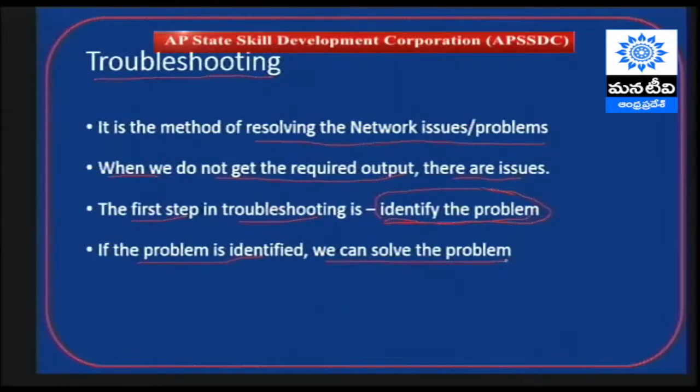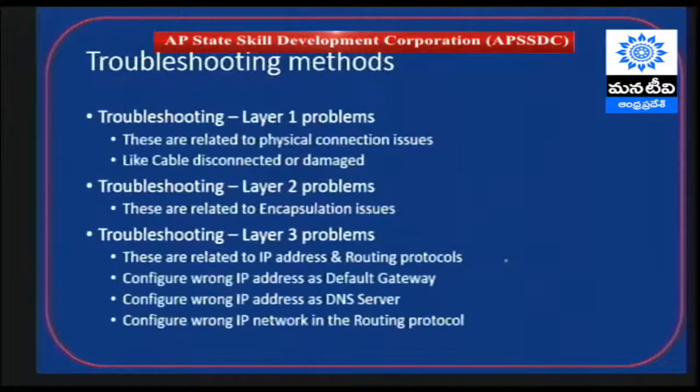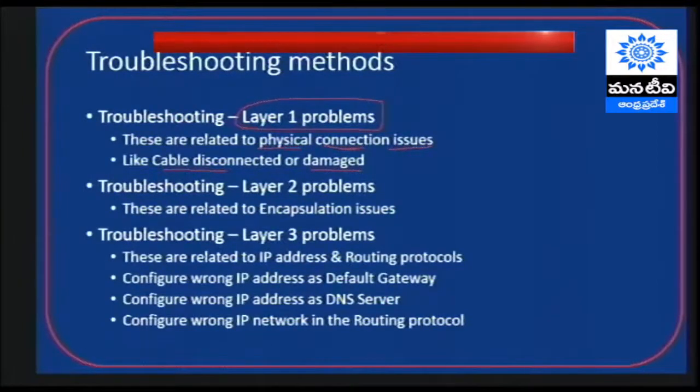Once we are able to identify the different types of problems, we have problems that are related to layer 1. We call layer 1 the physical layer. What are the different types of layer 1 problems? These are related to physical connection. Maybe the cable is not connected properly, not fixed properly to the interface of the computer or the laptop, or maybe the cable is disconnected or damaged. These are the various issues relating to layer 1.